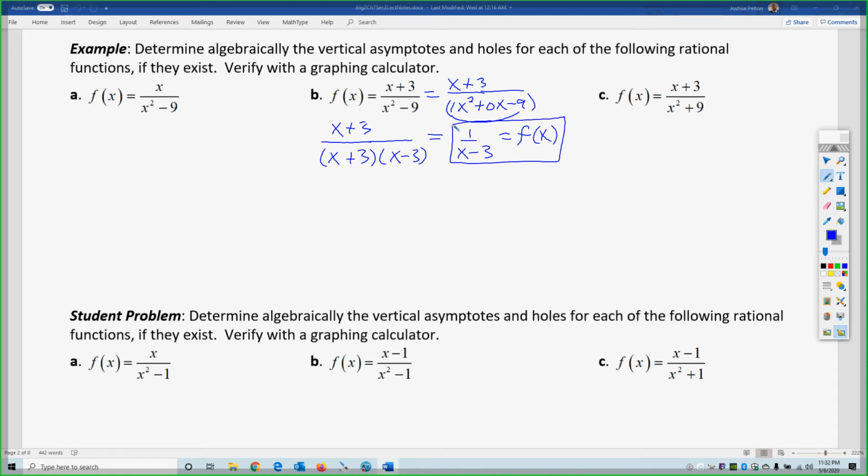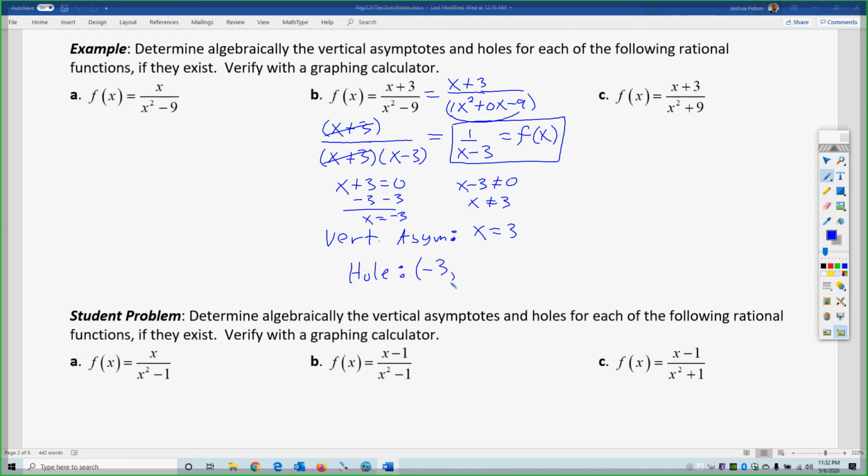Okay, so as far as vertical asymptotes and holes, x minus 3 cannot be 0, so x cannot be 3. That is our vertical asymptote. However, the factor that canceled is a hole, because that's also a domain gap. And that gap in this case is a hole at x equals negative 3. So it's negative 3 comma something.